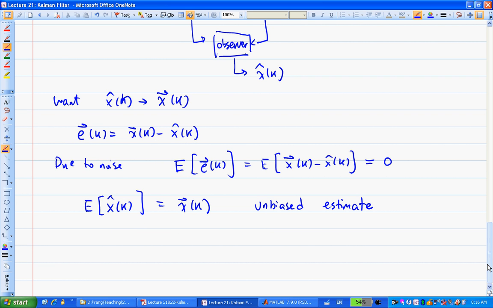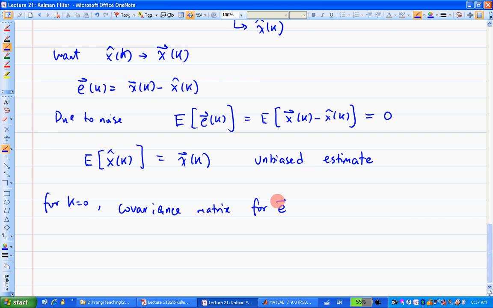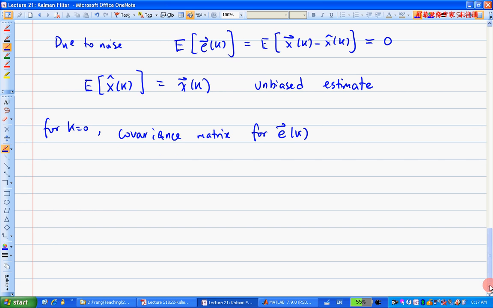Now before we move on, when we're looking at this quantity x hat of k, if we set k equal to 0, basically we're looking at the initial condition. So for k equal to 0, what we're looking for is the error covariance. What is the covariance matrix for this error? That's actually one of the initial conditions you will need to apply here.